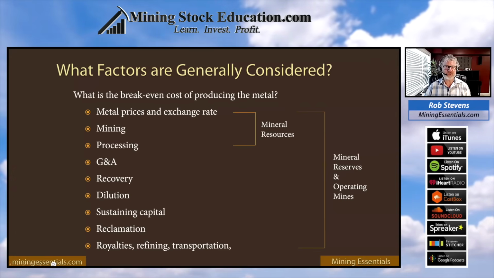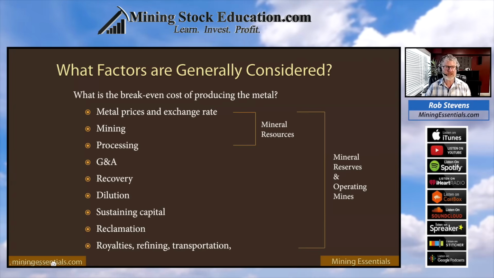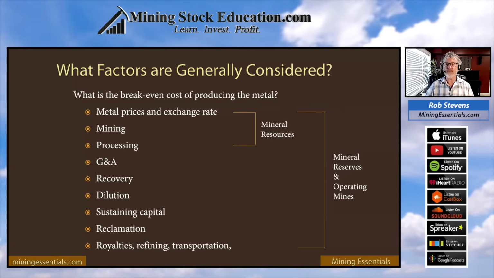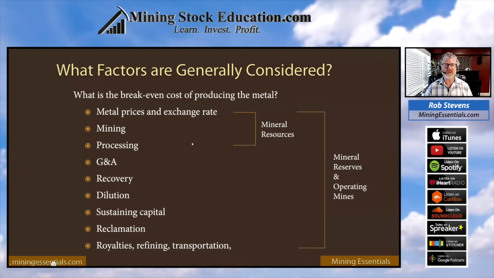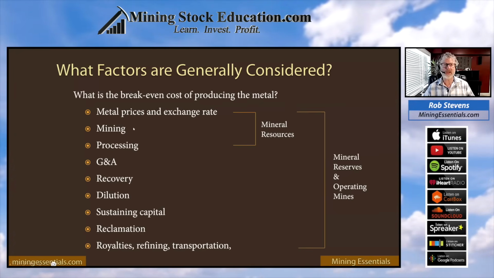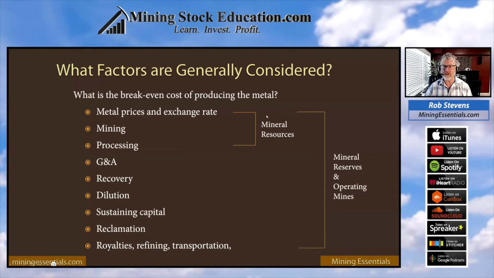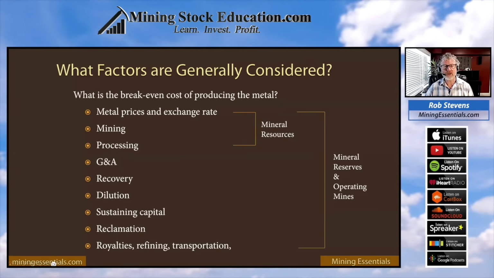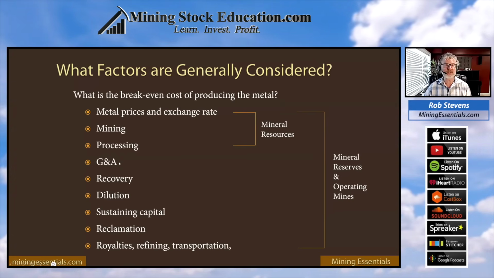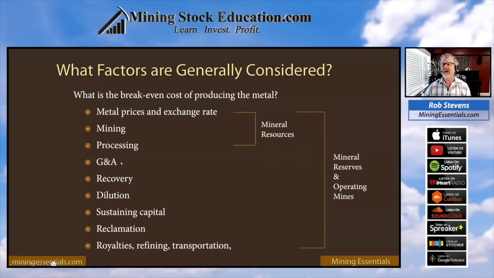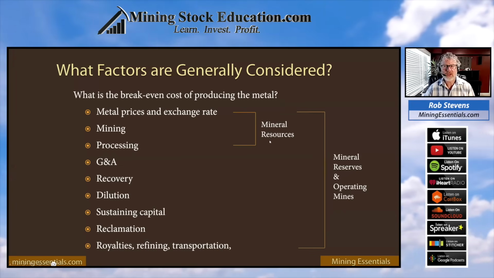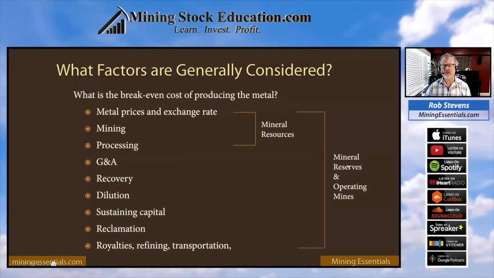And then mining and processing. So those are obviously the two key cost factors. What does it cost to extract the rock out of the ground? And then what does it cost to process that rock and recover the metal from it? And these three factors, metal prices and exchange rate on the revenue side, and mining and processing on the cost side, are definitely included in your mineral resource estimate. Then there's a whole range of other factors here that are real costs. These are costs to produce a ton of metal, but are often not included, certainly at the resource level, because you just don't have a constraint on them. But they are included when considering your cutoff grade for mineral reserves or for operating mines.